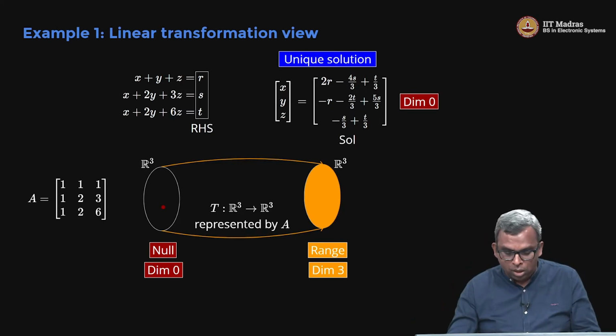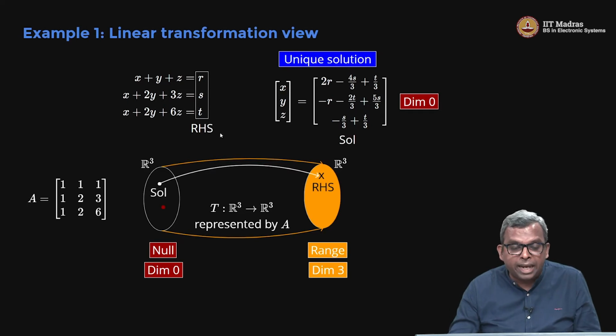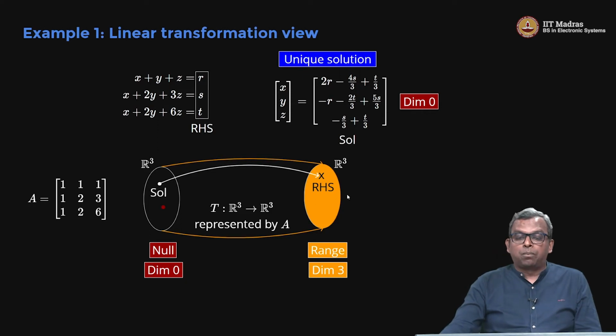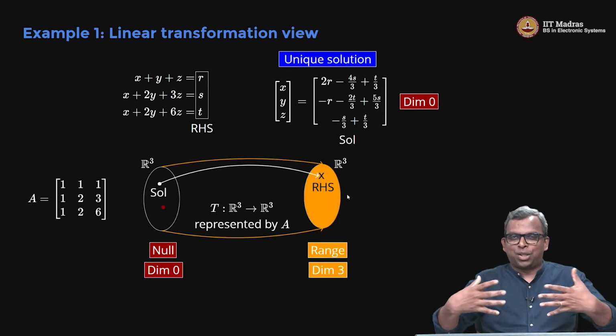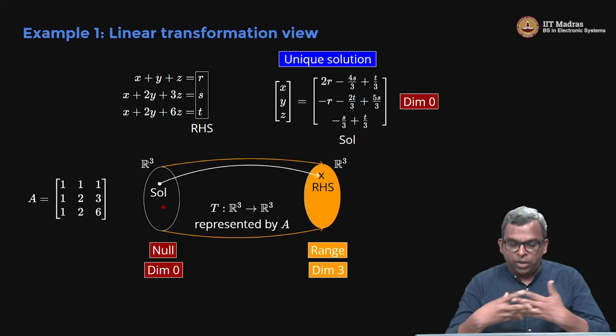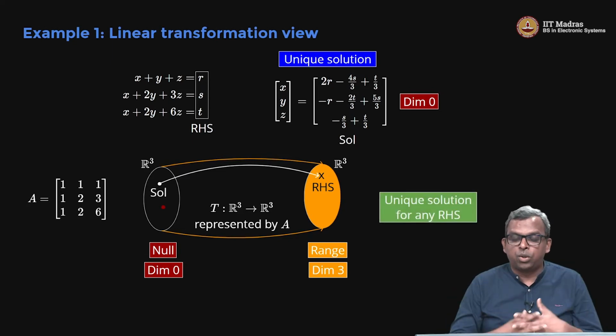So in the high level view, what's going on is, if you pick any right hand side, any point here, you can go back to a unique solution, and from that point you can come here. So this happens because of the one-to-one nature of this mapping. Okay. So this is just a representation of what's going on. So we'll see as we go along. So basically you get a unique solution for any RHS.